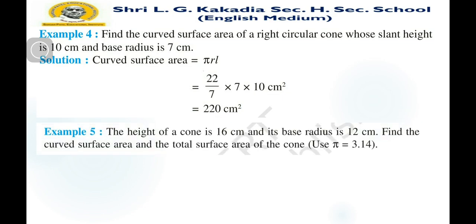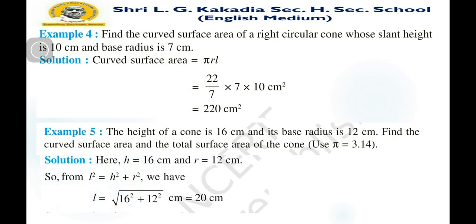Next one, the height of a cone is 16 centimeter and its base radius is 12 centimeter. Find the curved surface area and the total surface area of the cone. Use pi is equal to 3.14. Here the height and the radius of the cone are given, and we want to find the curved surface area and also the total surface area, but the slant height is not given. So first we have to find the slant height of this cone.